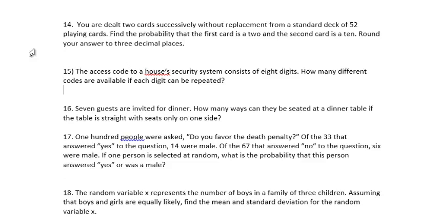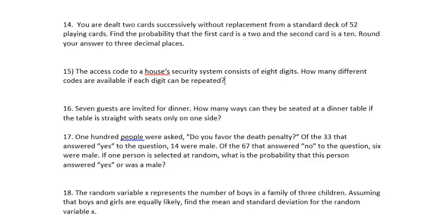Next question. The access code to a house security system consists of 8 digits. How many different codes are available if each digit can be repeated? Well, that's a pretty easy one, right? Because for each consecutive digit, there are 8 times in a row. How many digits are there? Well, it's 10 to the 8th, because each time there's a 1 in 10 chance. Each time you can pick a different digit. There are 8 digits in the number, and there are 10 possible digits for each one.